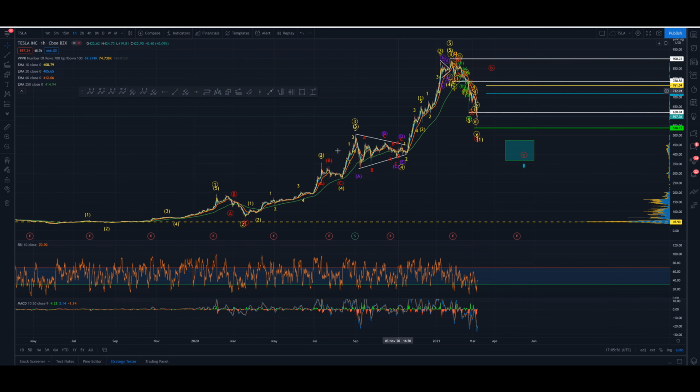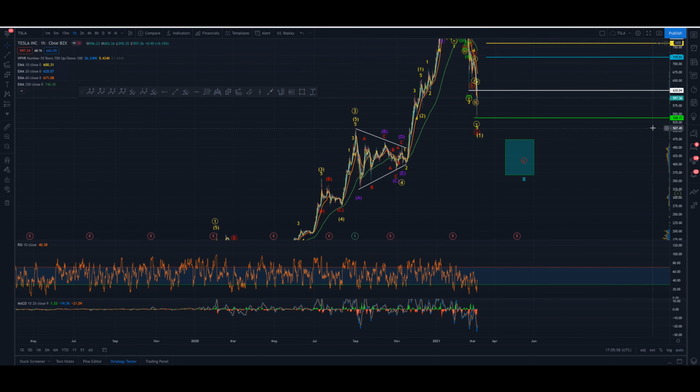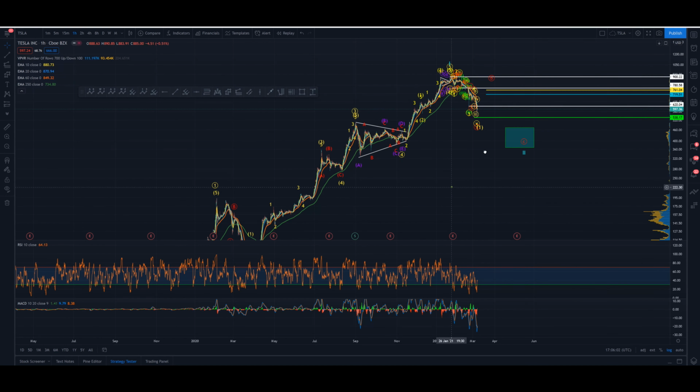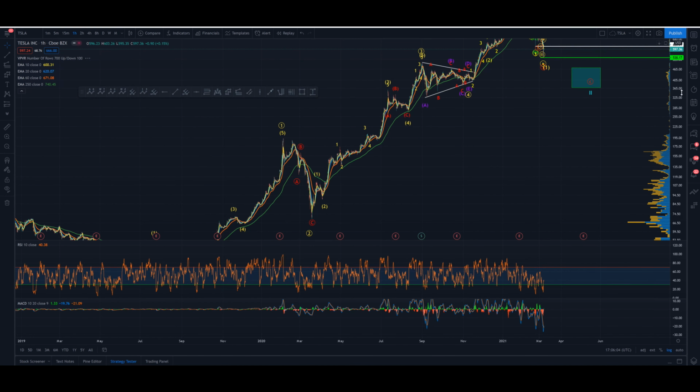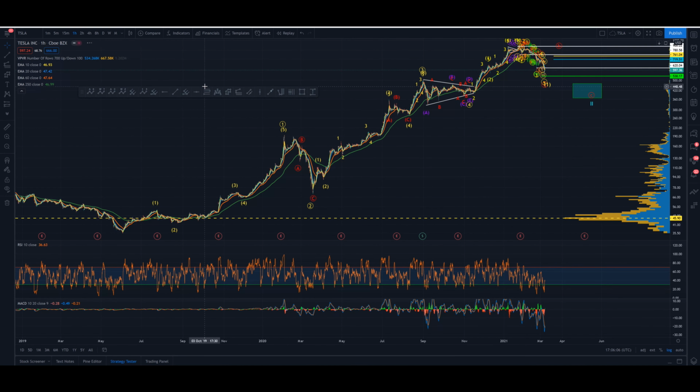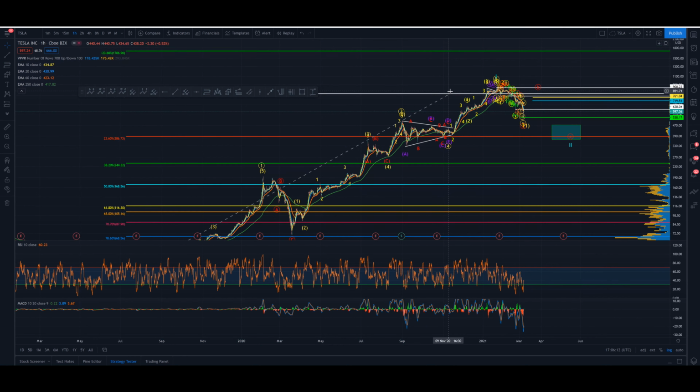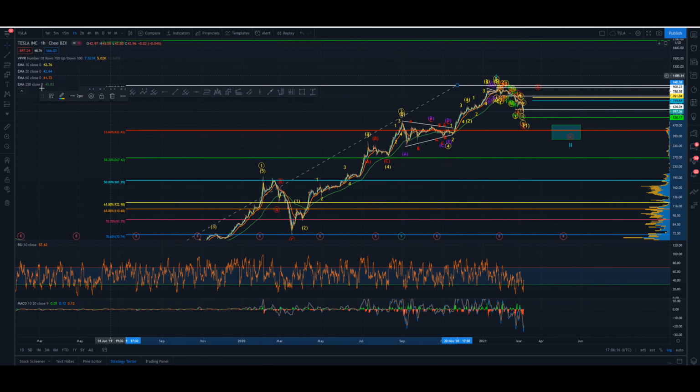Now I've got it labelled as cycle wave 1, but who knows if it's cycle wave 1? It could be super cycle wave 3. It could be super cycle wave 1. It could be primary 1. I don't know. Tesla has not been in the S&P for very long, and it hasn't even been a publicly traded company for that long, for just a few years. So we're dealing with very young price data, if we're being absolutely honest.